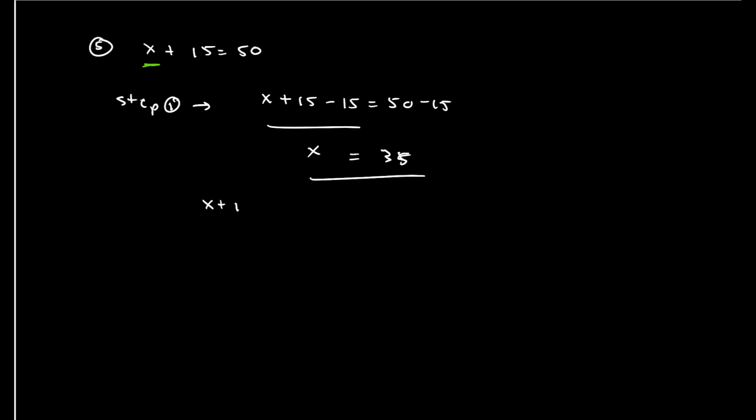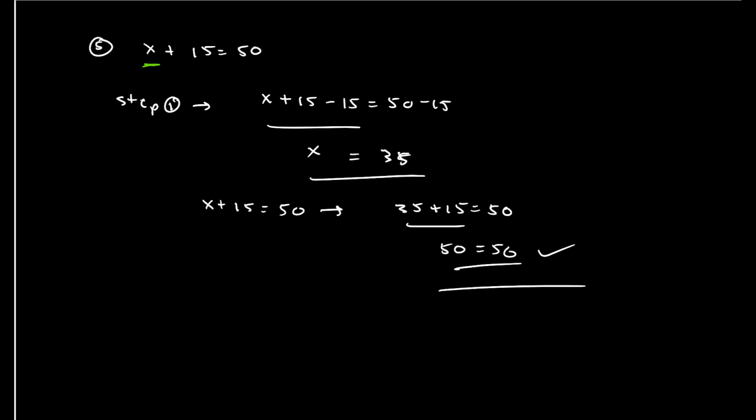So we have x plus 15 equals 50. X is 35, so 35 plus 15 equals 50. On the left-hand side, 35 plus 15, that's 50. 50 equals 50. That is correct. Great job.